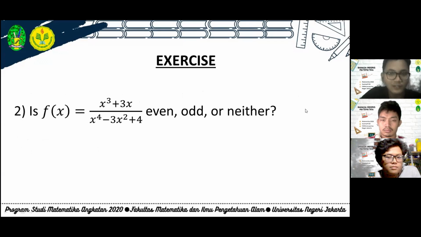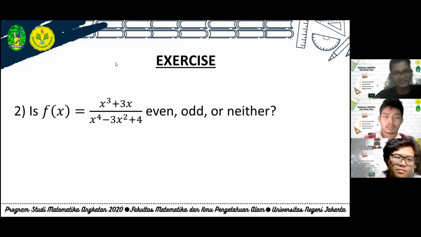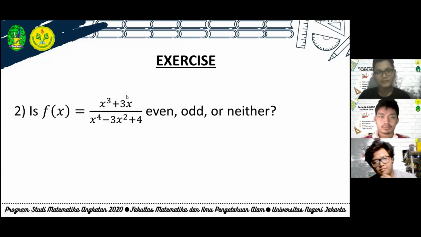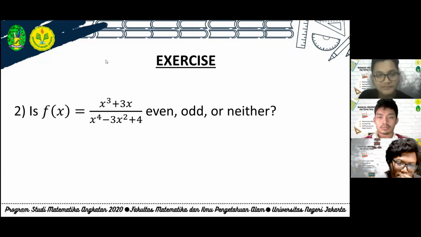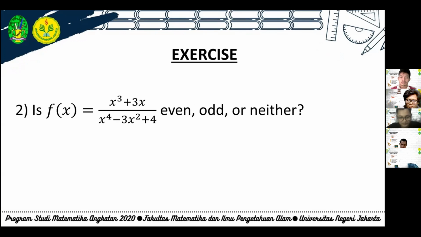Okay, the next one is about odd and even functions. Who wants to try? Can I try? Okay, sure. This is an odd function. Yes, that's correct. Okay, thank you.